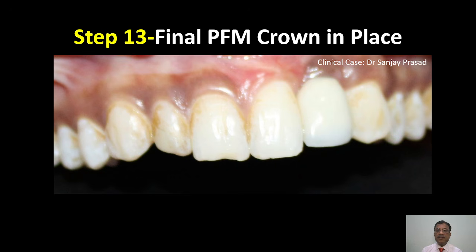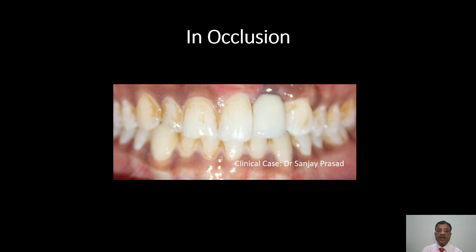So this is the final prosthesis. The prosthesis is placed in the patient's mouth. We can see that it is well formed, and it will satisfy the patient both aesthetically as well as functionally. So this picture shows the implant with restoration in centric occlusion.